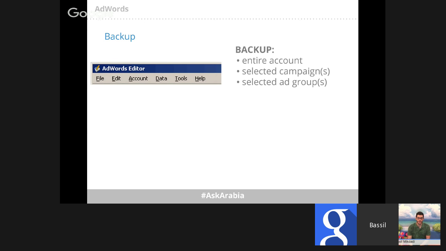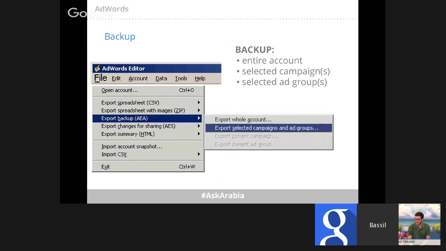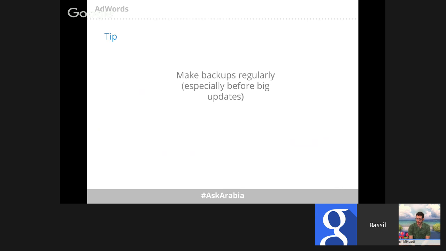And in order to do that, you just navigate over to File, Export Backup, and then export selected campaigns or ad groups, or you can, as you see on the screen here, export a whole account or export just the current campaign or the current ad group. The interface might be a little different if you're using a Mac. I think the screenshots we have here are from Windows. It might be a little bit different, but it is still the same way if you want to go about backing up your account.